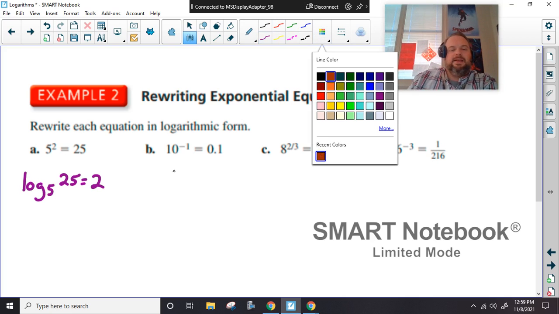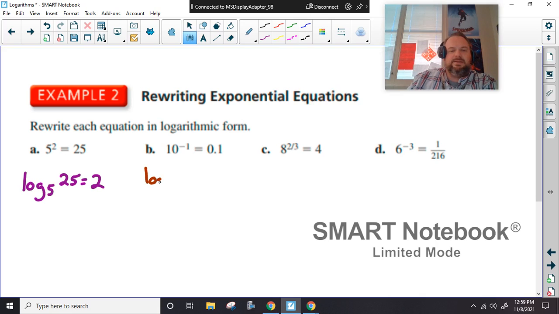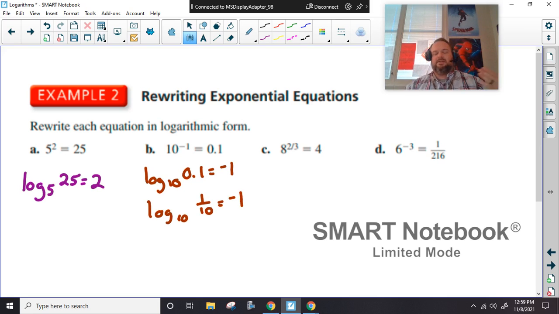All right. This one will be log 10, 0.1, negative 1. Now, you also could have written this as log 10 to the 1/10. A lot of people may have understood that a lot better. Okay. Again, I'm not wanting you to go super deep into understanding all this kind of stuff, just needing you to understand the pattern. Okay, good luck.